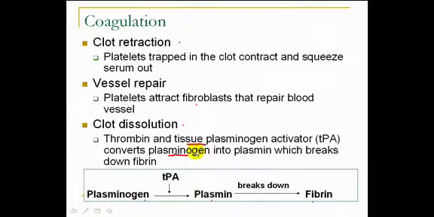Now what's interesting is they now use TPA, or they've formed drugs that mimic TPA. Because in people that form clots spontaneously, or people that might be having a stroke or a heart attack, they can give you TPA, a drug that mimics TPA, and they hope that it will break down that clot and allow blood flow to return to that area.